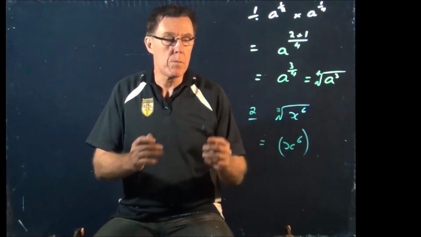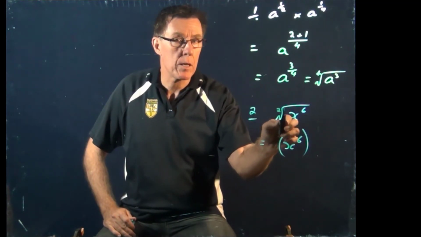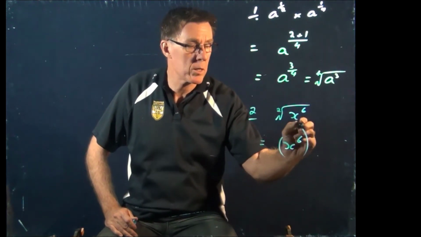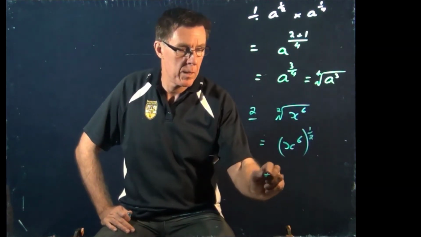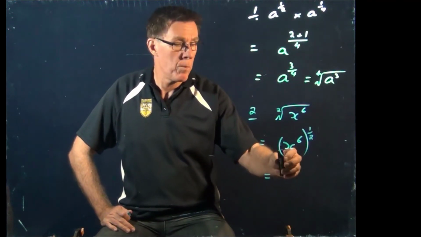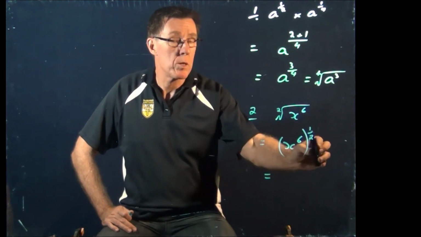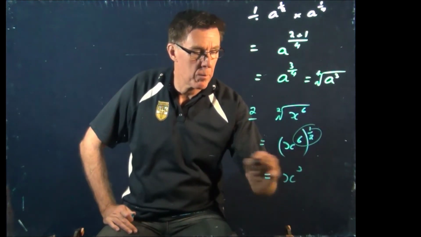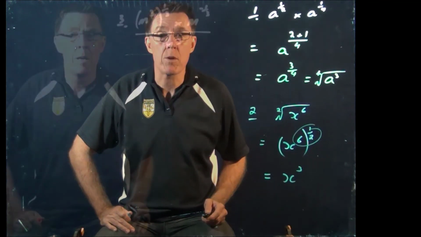Now we know that when you've got a root symbol, the root number that you're taking goes on the bottom of a fraction. So if I'm taking the square root of x to the 6, it means I'm raising it to the power of 1/2. And then, by one of our index laws, I think it's rule number 4, the power to a power notation, x to the 6 raised to the power of 1/2, I times the indices together. 6 times 1/2 is 3. So the square root of x to the 6 is x to the 3.